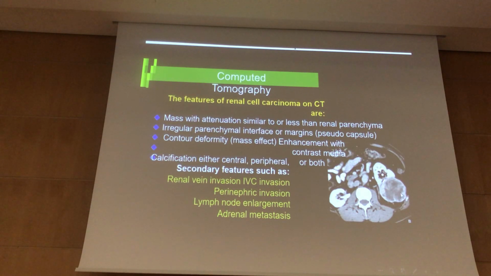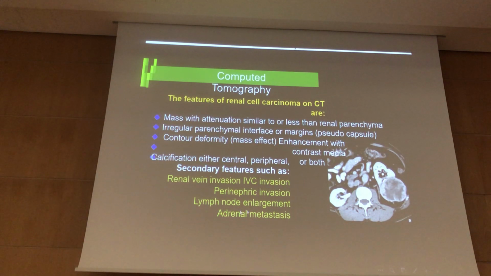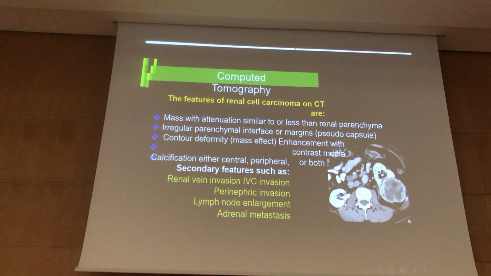Okay. So what you're looking for is renal vein invasion, perinephric invasion. You're looking for lymph node or adrenal metastasis that is just lying adjacent to it. Because the staging depends on where it is extending.